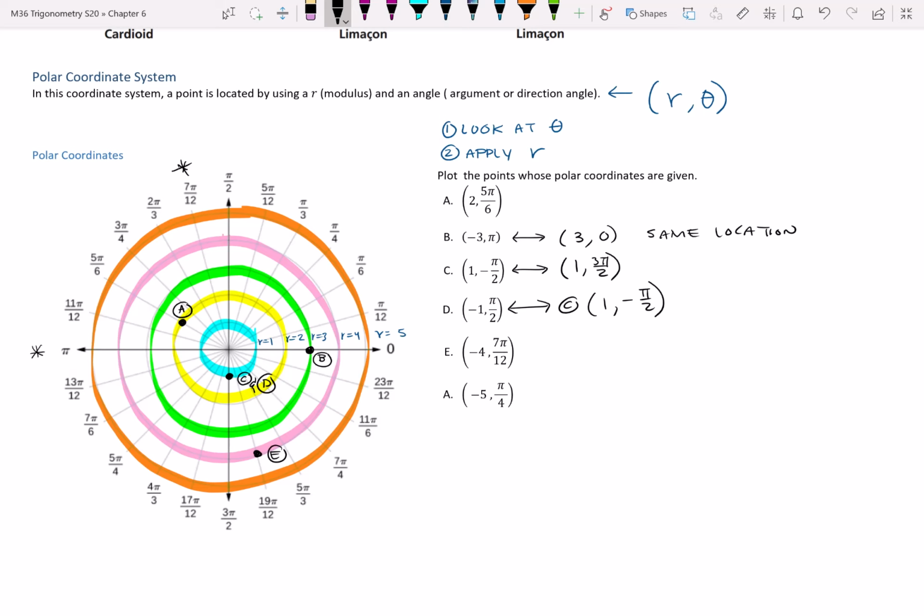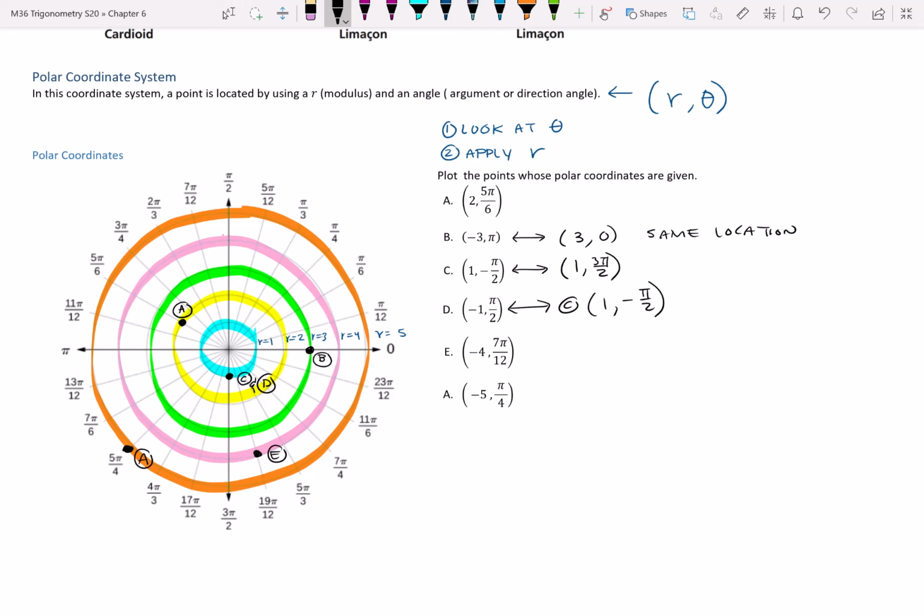Last one is π/4. π/4 is in the first quadrant, and again r is -5, so we're going to be on the r is 5, but it's negative, so we're going to reflect it, and it's now going to be in the third quadrant and at the same location as 5π/4. So this is my A.